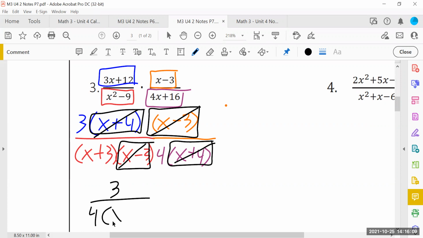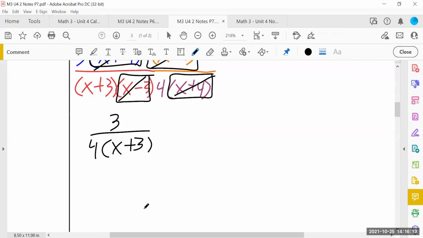I'm going to put the 4 out in front. That's the way you're always going to see it on a test or in a textbook or anything like that. That's how they'll write it. If you wrote it x plus 3 times 4, though, I wouldn't take any points off.